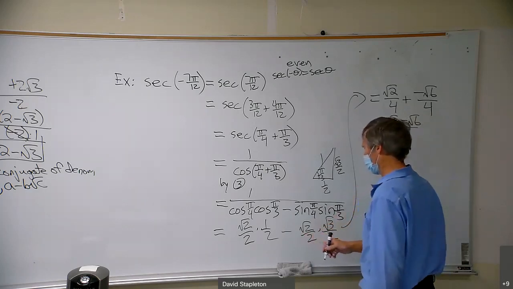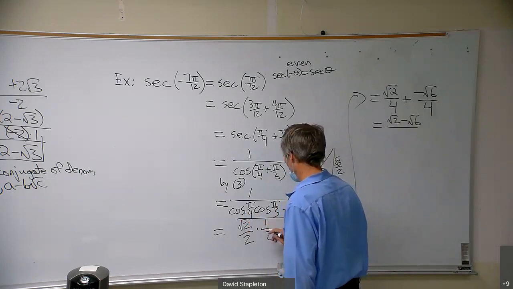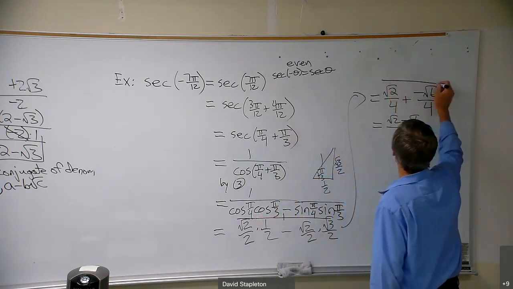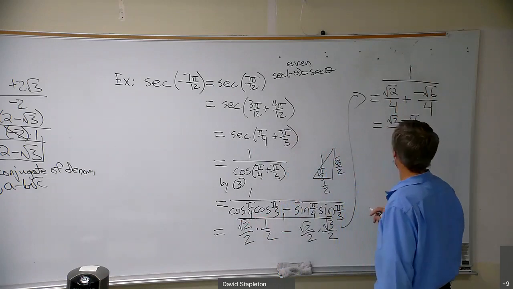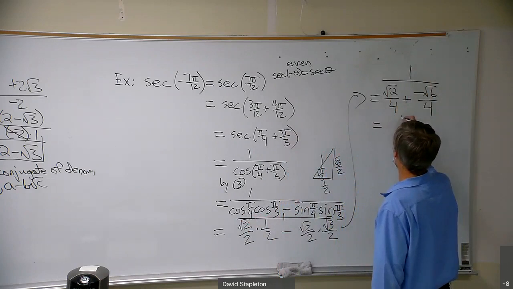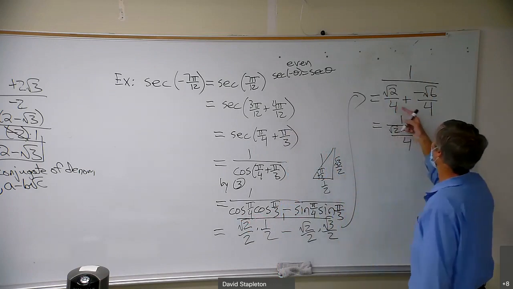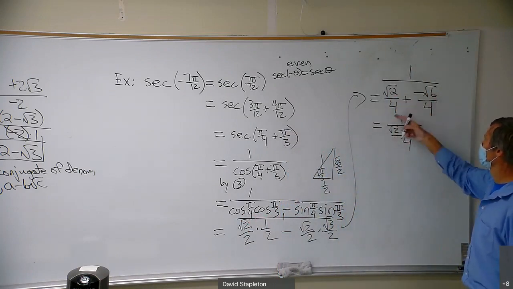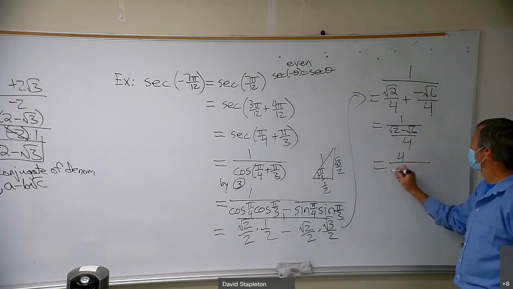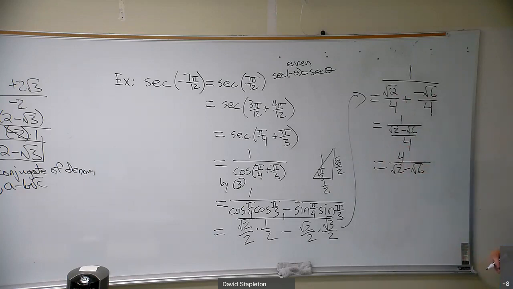Except this is supposed to be 1 over all this stuff. Right, this was the denominator, so it's 1 over all that. And what I've got now is 1 over square root 2 minus square root 6 all over 4. By common denominator, I add the numerators over the common denominator. Now 1 over this is the reciprocal, so I've got 4 over square root 2 minus square root 6. And how do I reduce that?